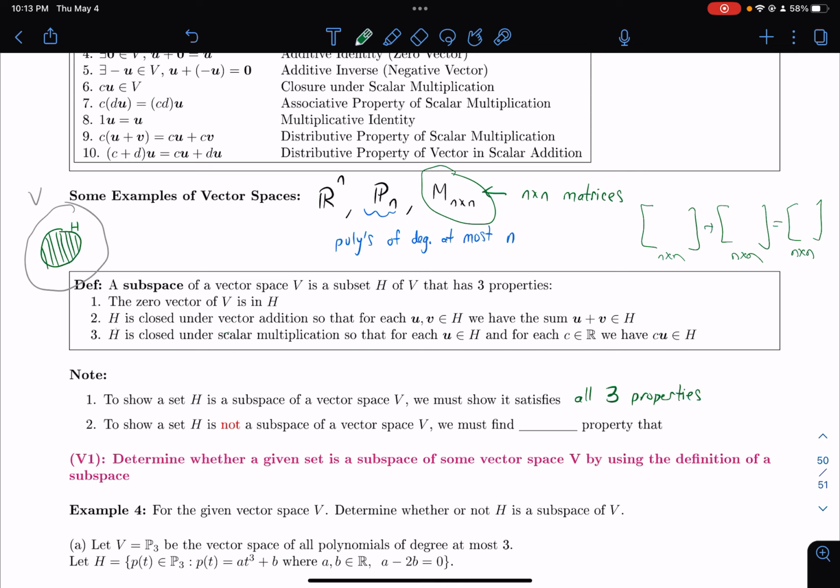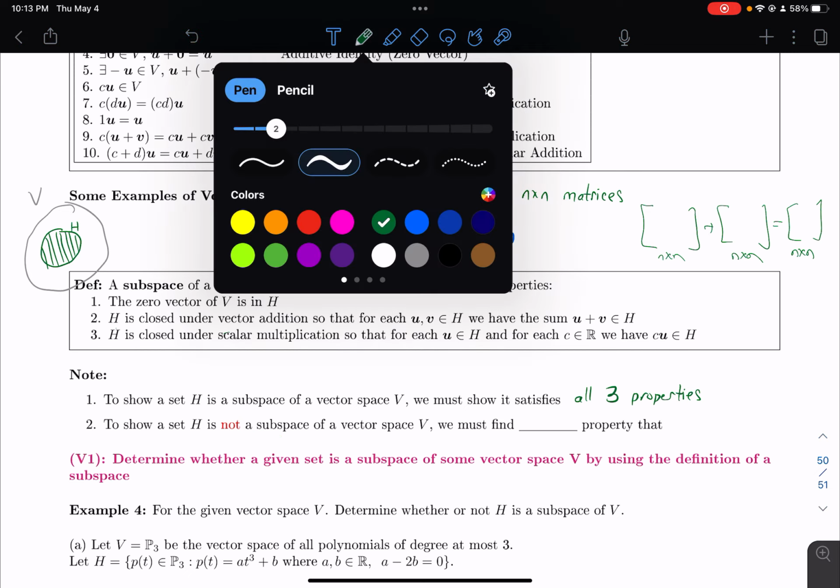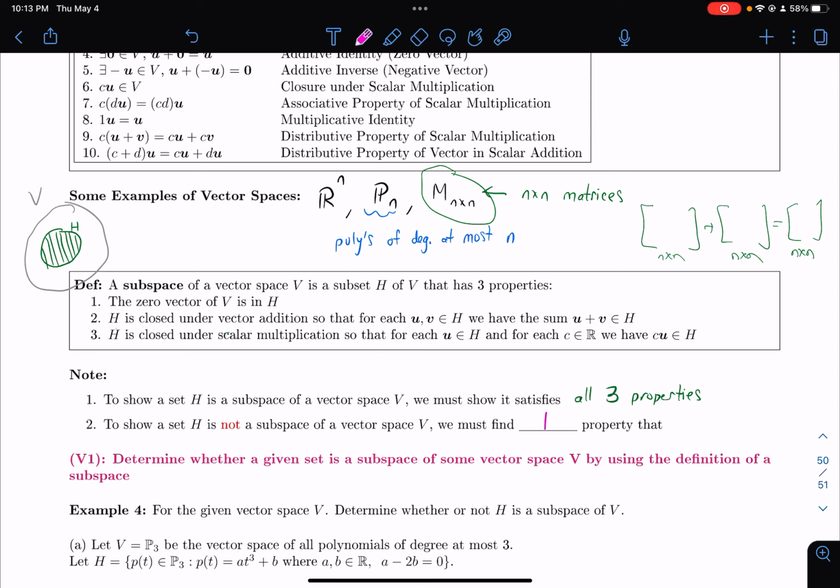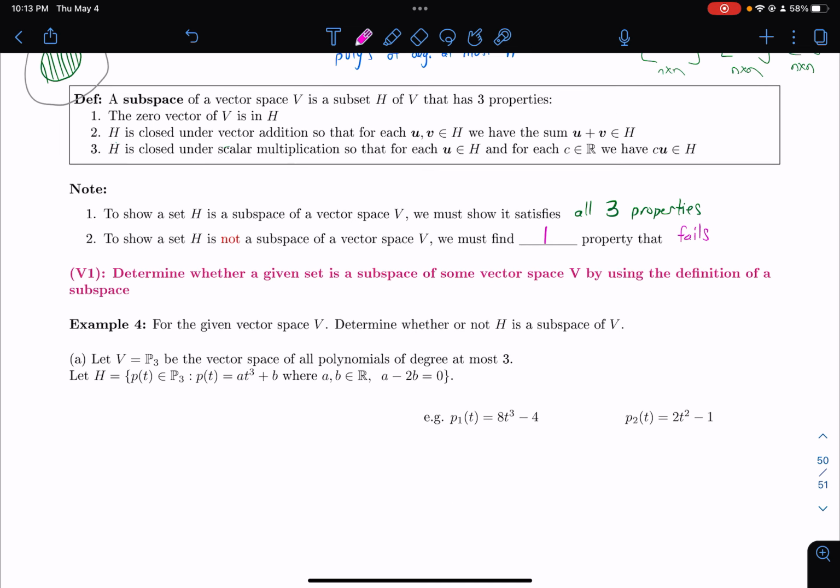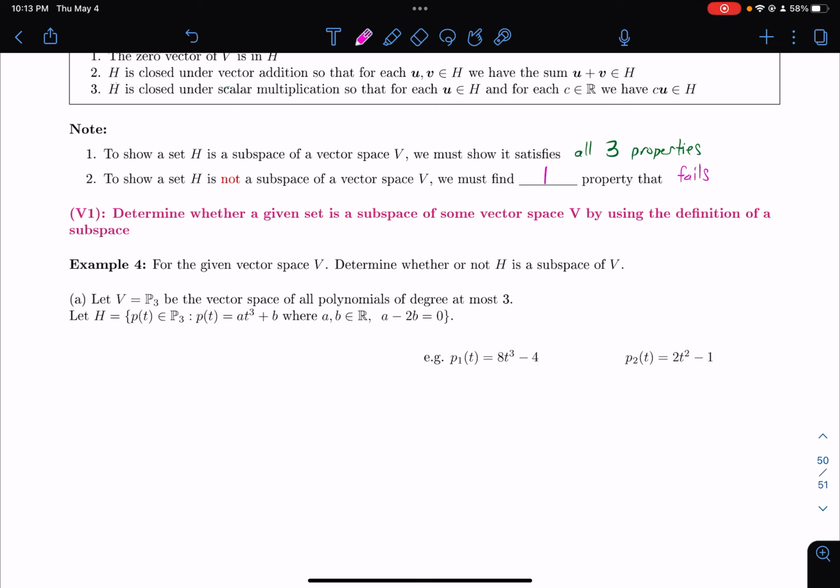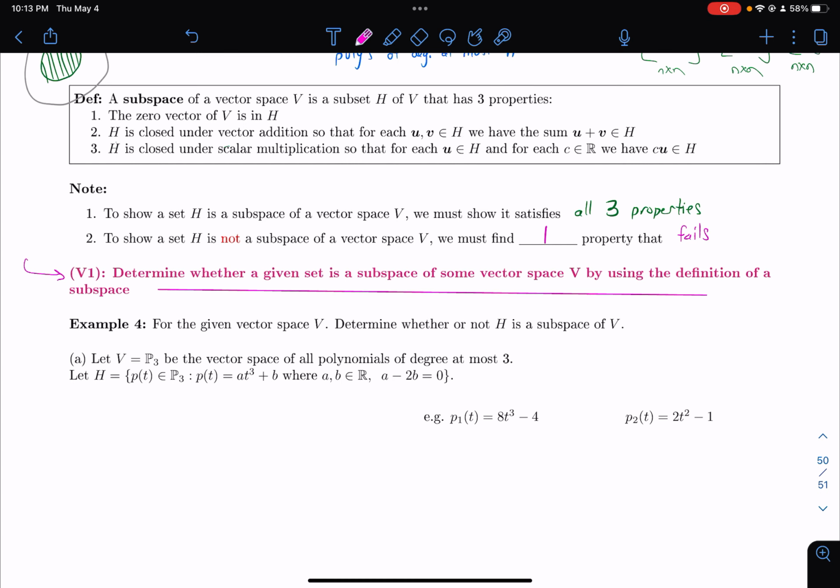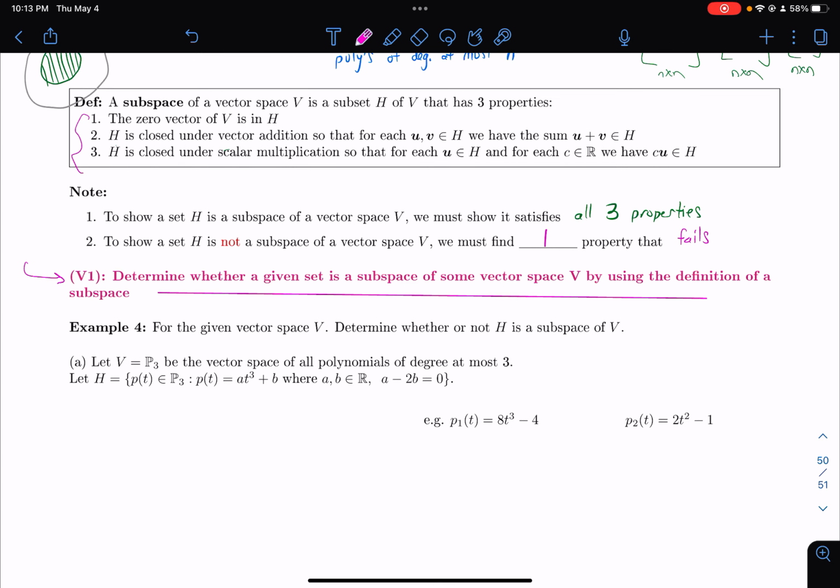Okay, on the flip side, if I want to show something is not a subspace of a vector space V, we just need to find one property that fails, one property that doesn't happen. So in terms of our core standards, this topic is aligned with the standard V1. V1 is about determining whether a given set is a subspace of a vector space using this definition, meaning checking these three properties. All right, so let's do some examples where we practice this.